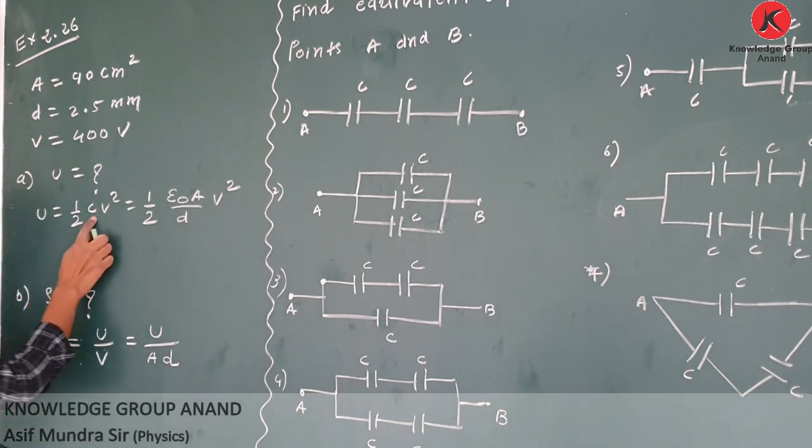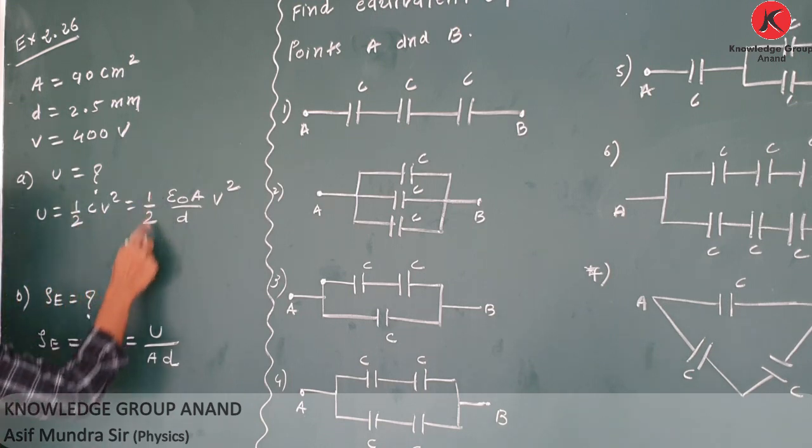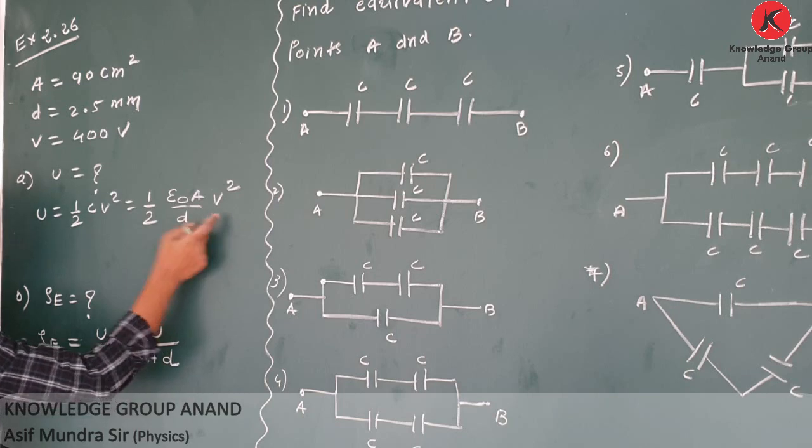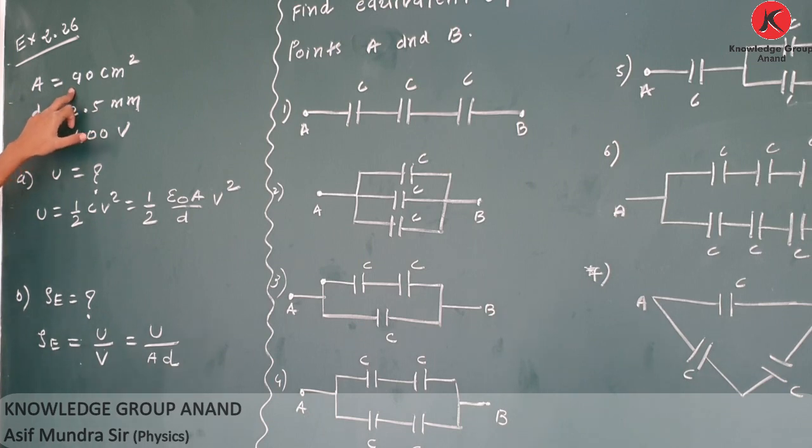How to find the value of C? C is equal to ε0 A/D. Easy. So U is equal to half CV^2, is equal to half ε0 A/D into V^2. You know each and every value. Yes, you have to convert this cm^2 into m^2, and mm into m.